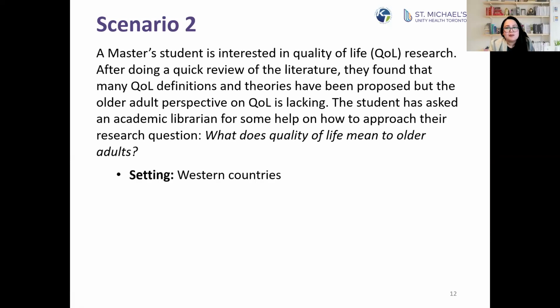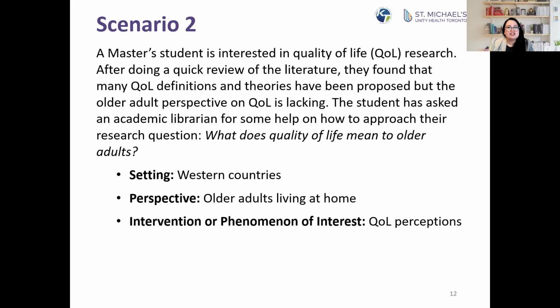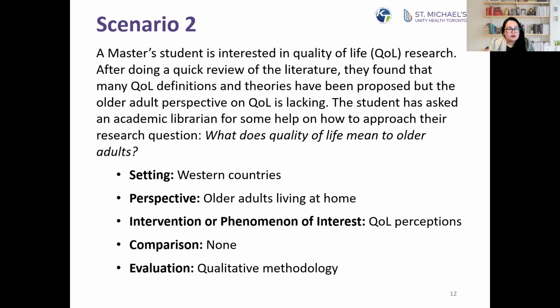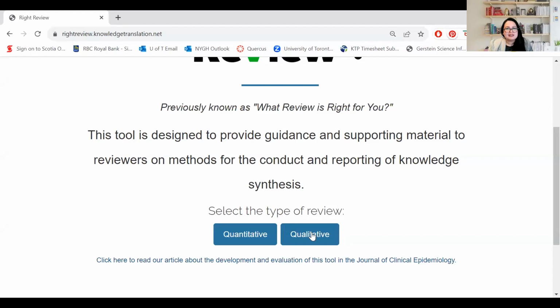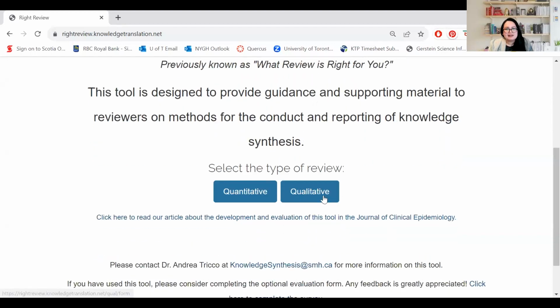So in this case, they're using the SPICE framework. So S is for setting, which is Western countries in this case, perspective, older adults living at home. Intervention or phenomenon of interest is quality of life perceptions. There will be no comparisons, and the evaluation would be qualitative methodology. So now we can go back into the tool knowing this information. So now we're going back into the tool, and because we know we're interested in qualitative studies, we're going to select the qualitative button.